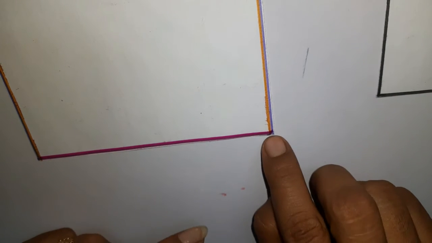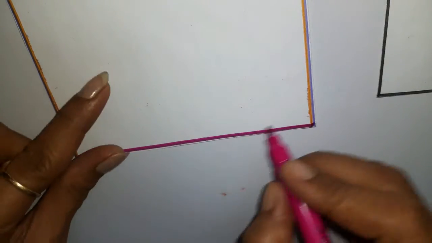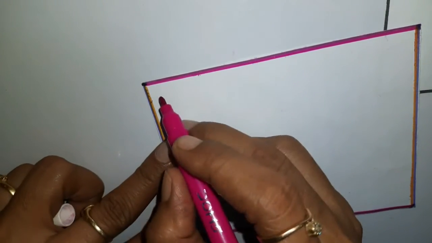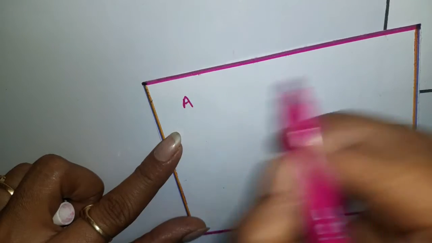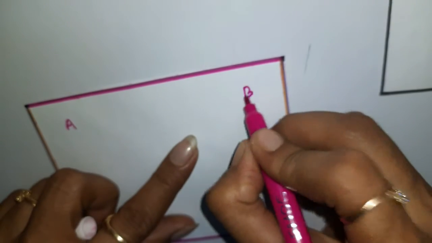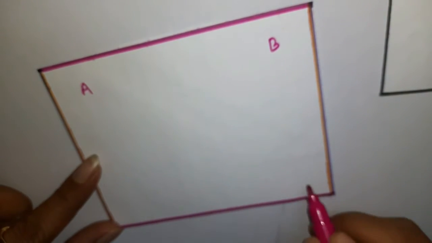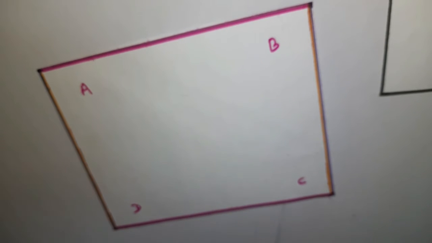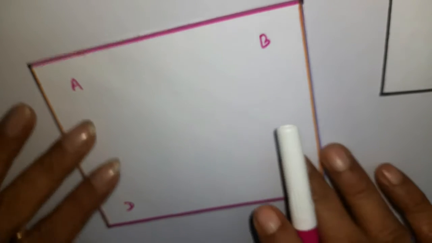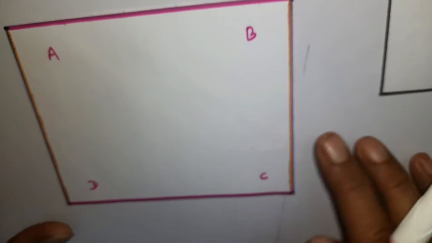So we are naming this point. Suppose we are giving a name to this point. Say, okay, I'm giving from here. Say this is point A, and this is point B, this is point C, and say this is point D.